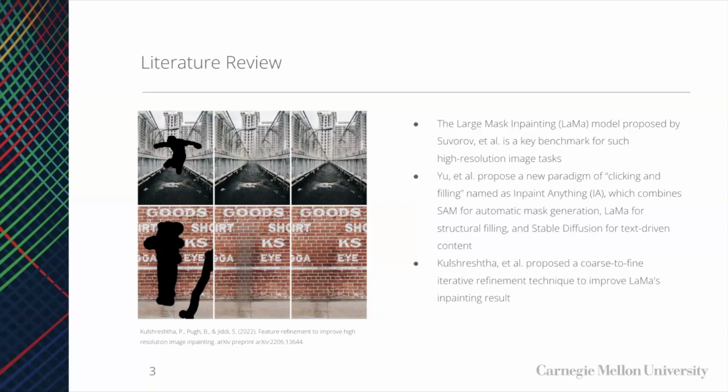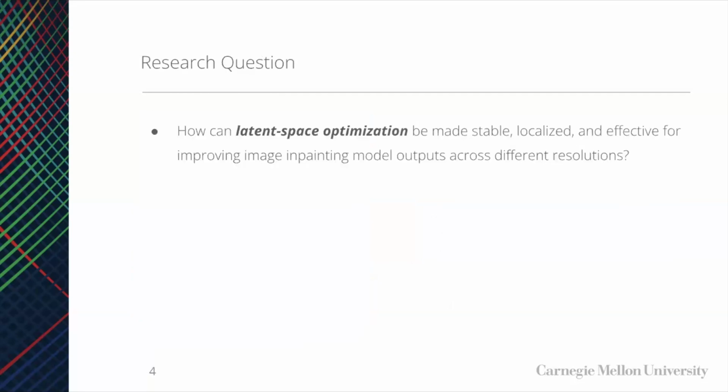thereby extending inpainting to interactive editing. More central to our project, Poltresta et al. proposed a coarse-to-fine iterative refinement technique to improve LaMa's inpainting result. Their method optimizes the feature maps using a multi-scale loss to enhance global consistency. And our research question is, how can latent space optimization be made stable, localized, and effective for improving image inpainting model outputs across different resolutions?